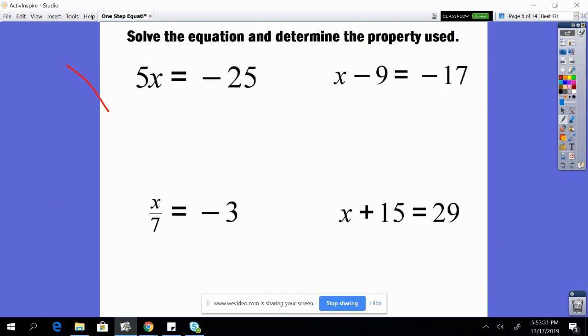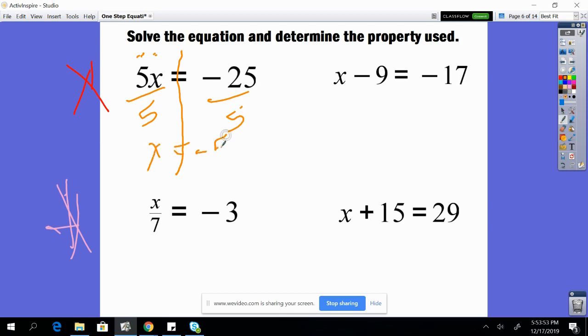Okay, I'm going to do these ones, this first line. You guys are going to do these ones. Do these together. Draw my line. What's going on here? Multiplication. So we're dividing by 5. Dividing by 5, x equals -5.